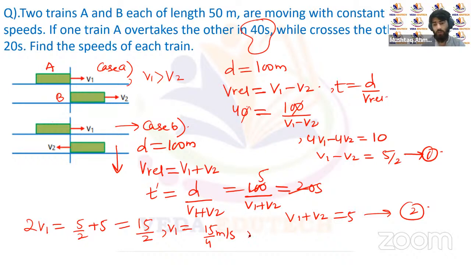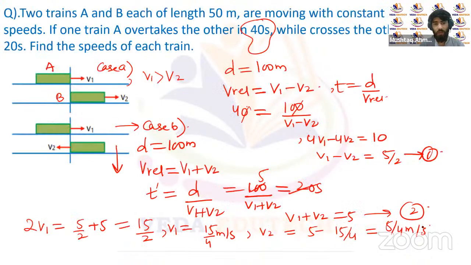And similarly, v2 will be equal to 5 minus 15 upon 4, right? That will be equal to 5 upon 4 meter per second, right? So those will be the speeds of the two trains. The speed of the first train will be 15 upon 4 meter per second, and the speed of the second train will be equal to 5 upon 4 meter per second, right?